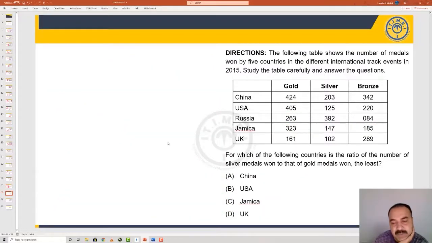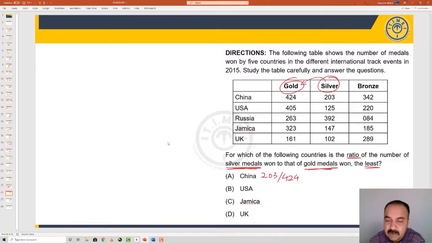Look at the next question now. For which of the following countries is the ratio of the number of silver medals to that of gold medals the least? Silver to gold should be the least ratio. So we'll look at silver to gold. Silver to gold ratio. China 203 by 424.